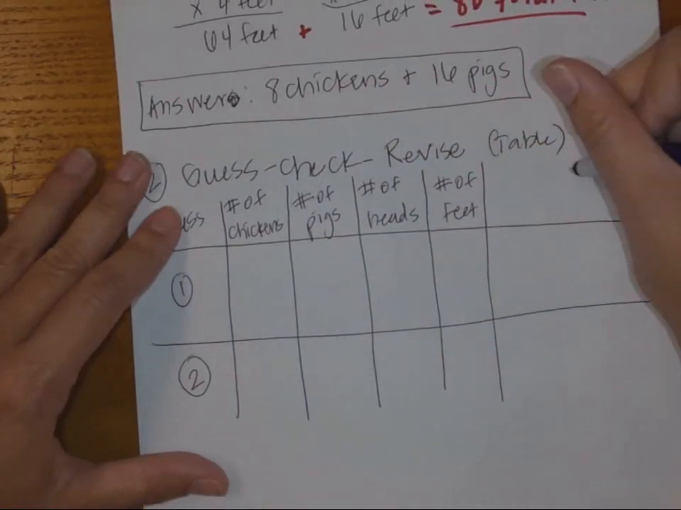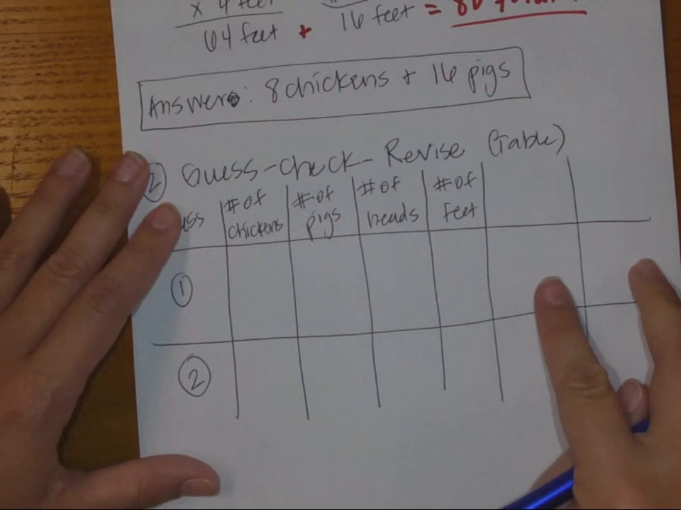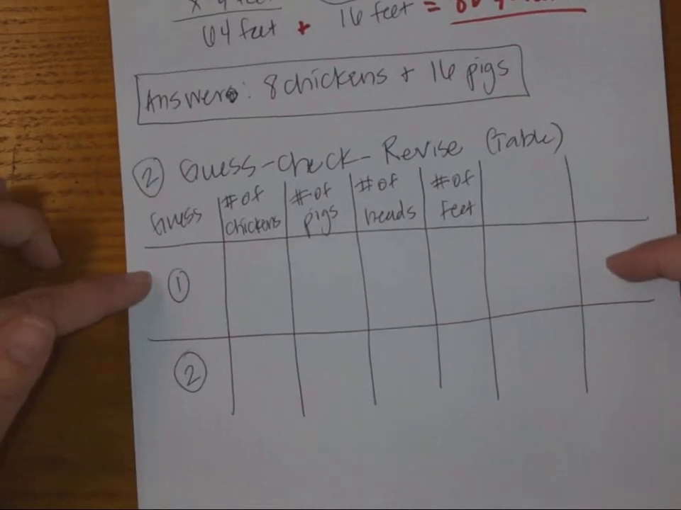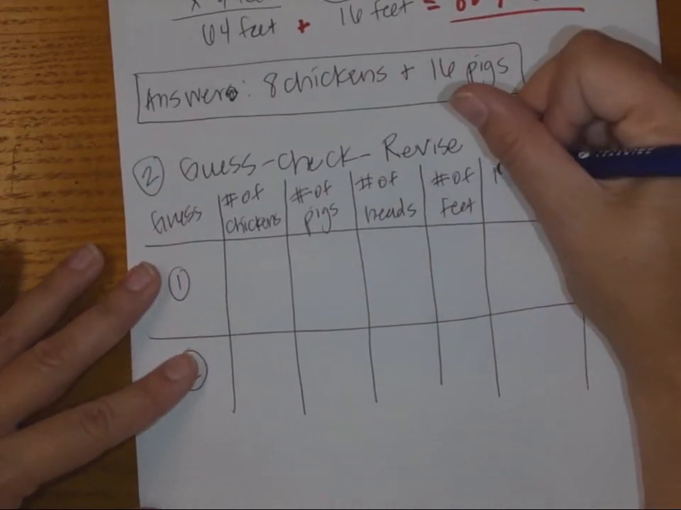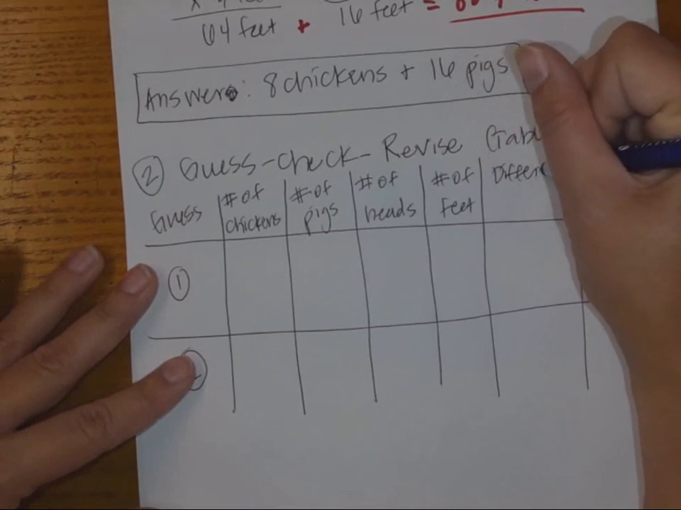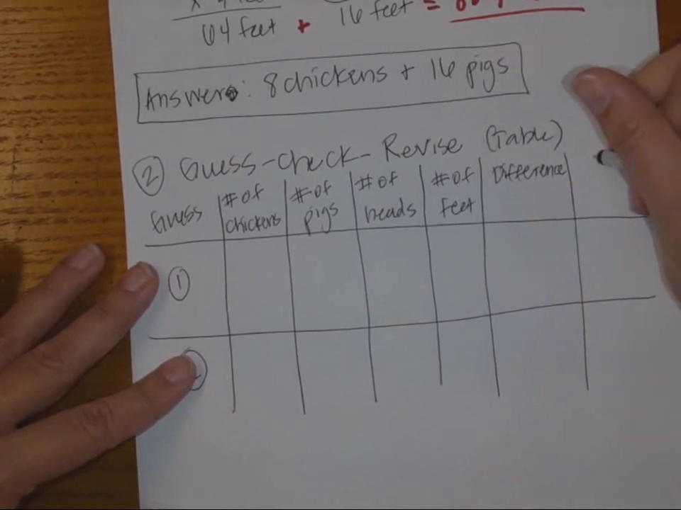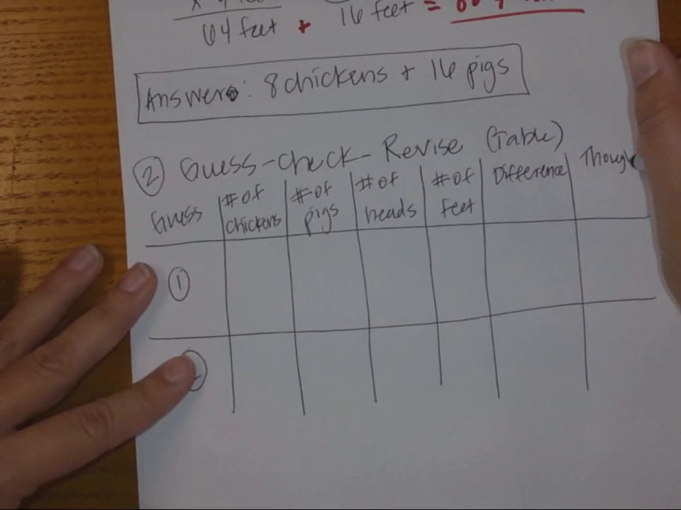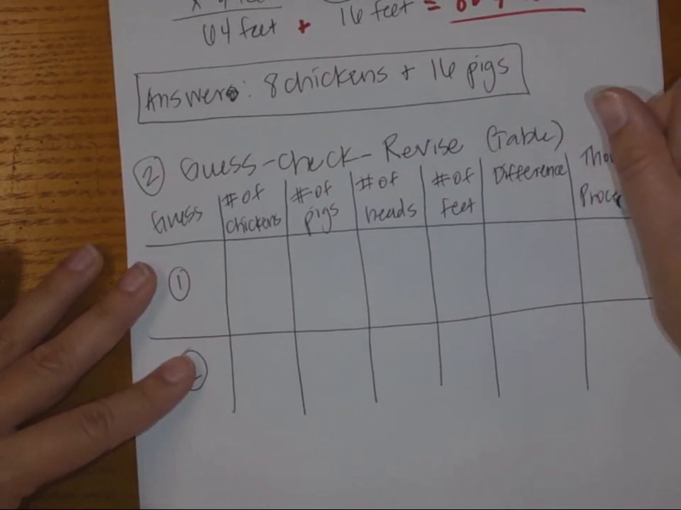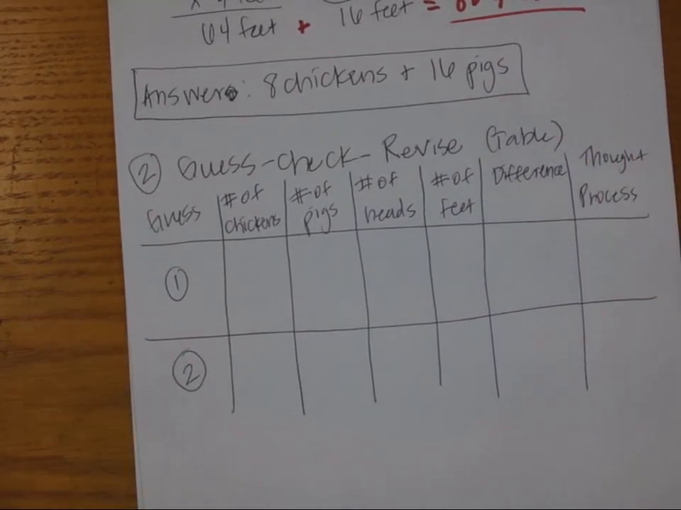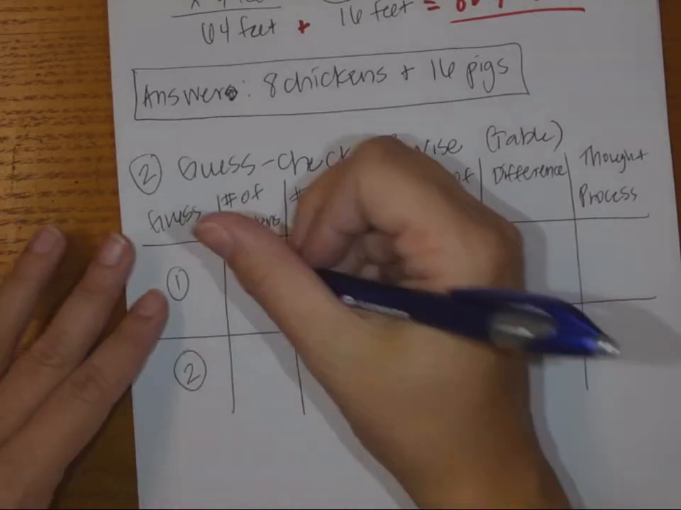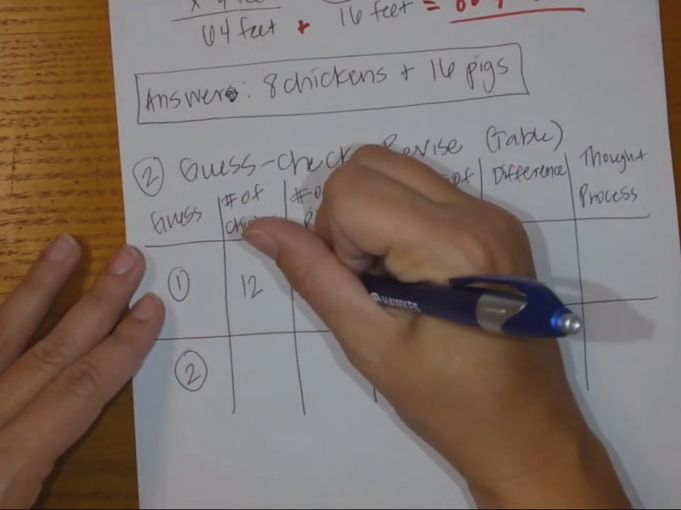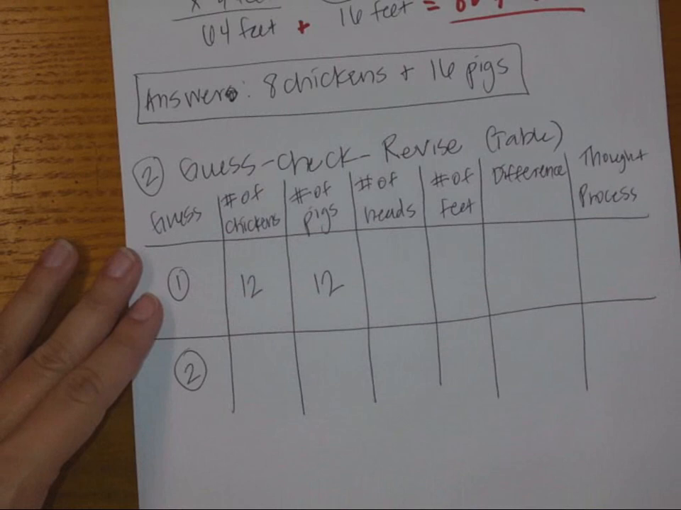And then we're going to have two more columns here, and this is going to be kind of our thought process to go from guess 1 to guess 2. So here we're going to talk about the difference, and then here we're going to talk about our thought process. Okay, so pause and catch up if you need to. So for guess number 1, let's do half and half. Okay, so I have to have 24 total animals, so let's pick 12 chickens, 12 pigs.